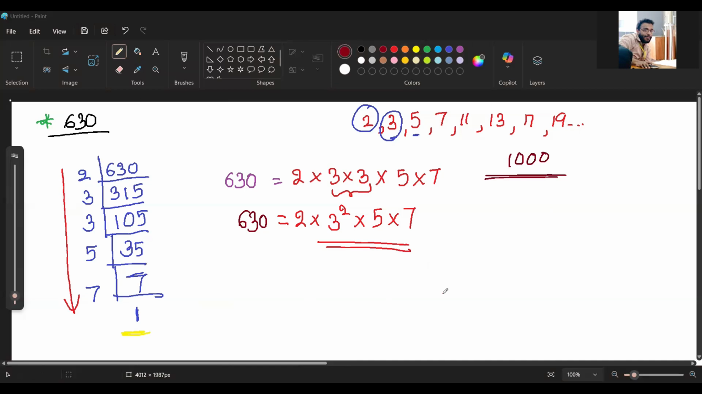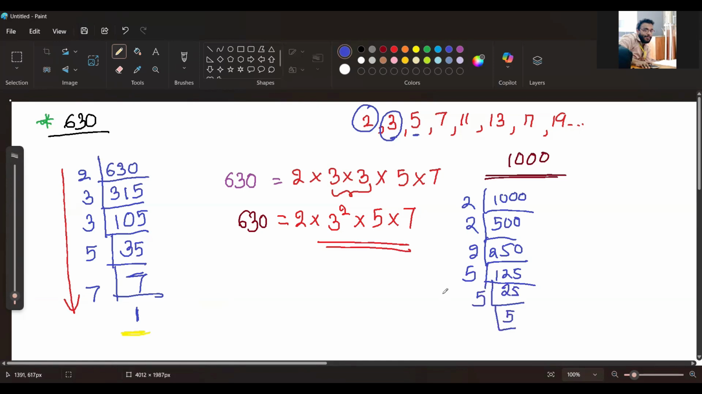Yes. You did. So first of all, I take 1000 divided by 2. It's 500. Again divide by 2. 250. Again can be divided by 2, no? Yes. 125. Now divide by 5, and by 5, and by 5.